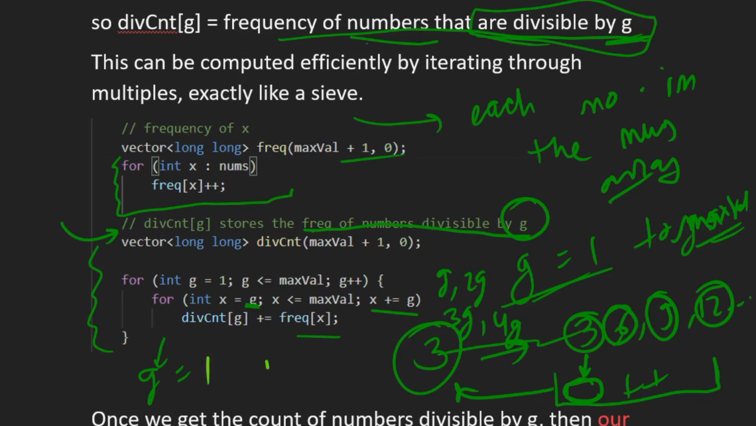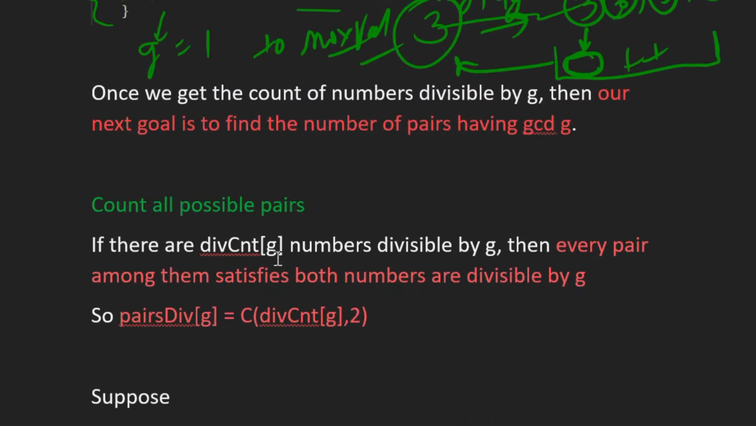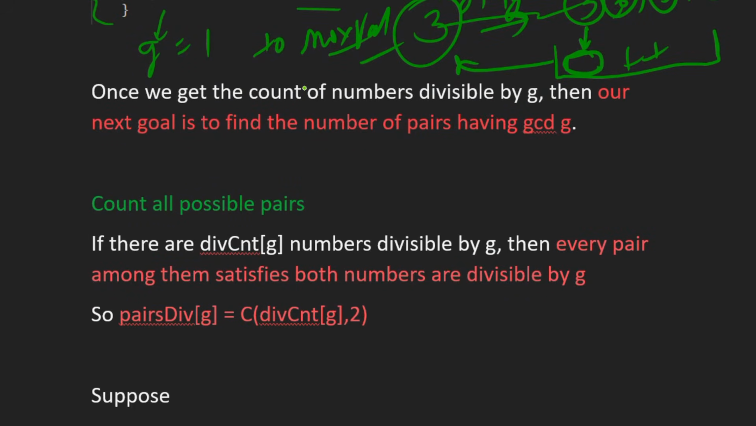So g will be from 1 to the maximum value, right? So this will be our first thing. Then we get the count of numbers that are divisible by g.